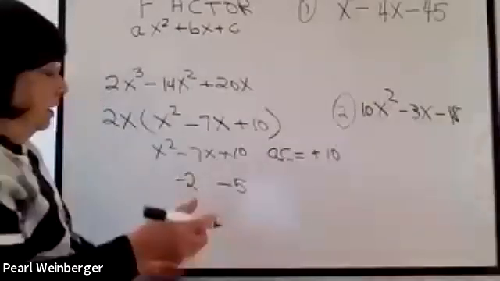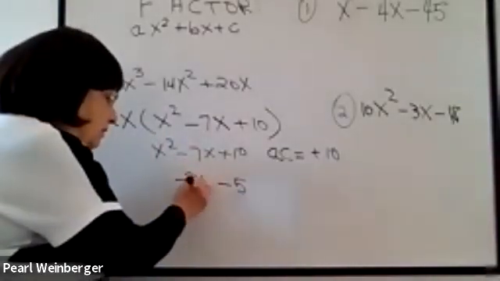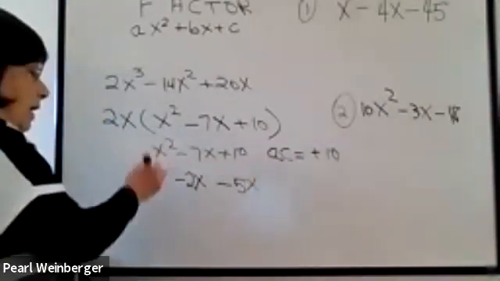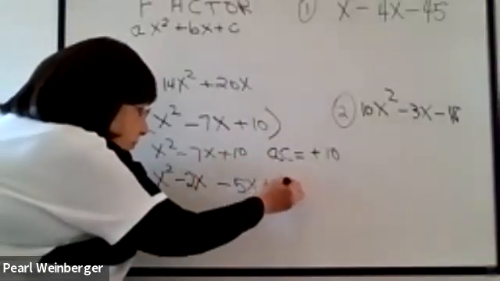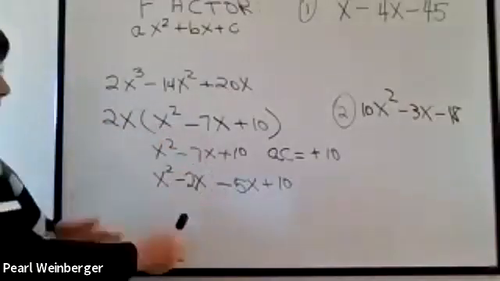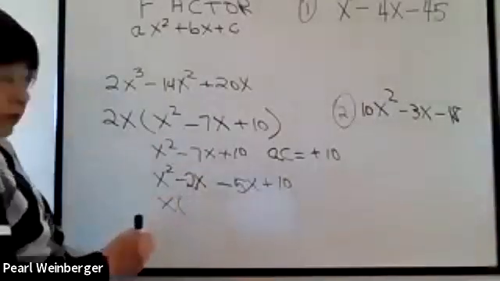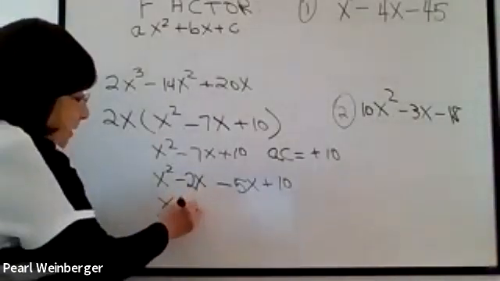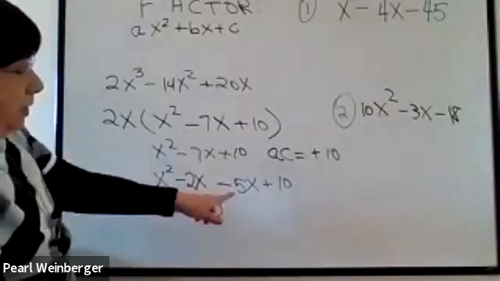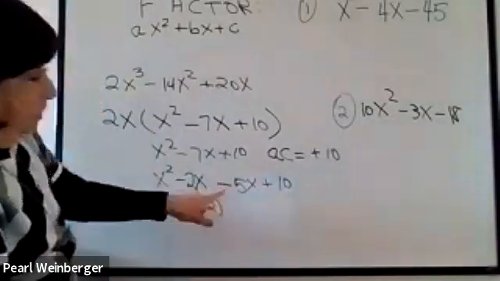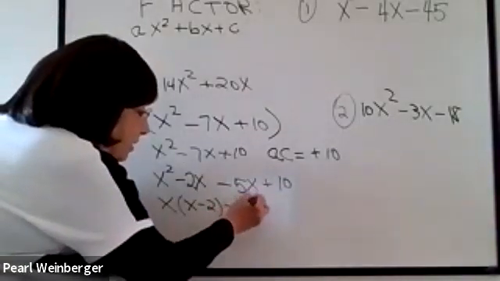And it doesn't matter if I put the 5 first or the 2, it doesn't matter. And of course, I put an x next to each of them, and I bring down the x squared, and I bring down the 10. And now I can group it. In my first group, I have a common factor of x. So this gives me x times x minus 2. In my second group, I have a common factor of 5, but since it starts with a negative, I have to include that negative. So it's negative 5.